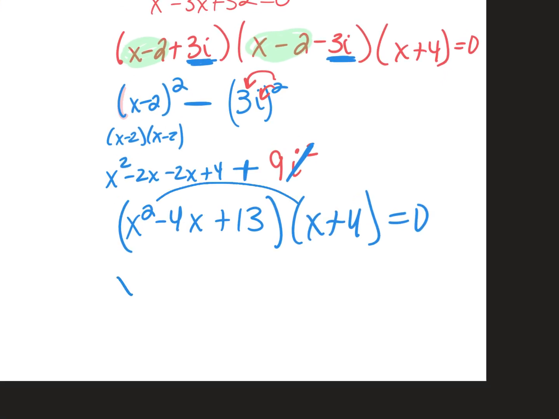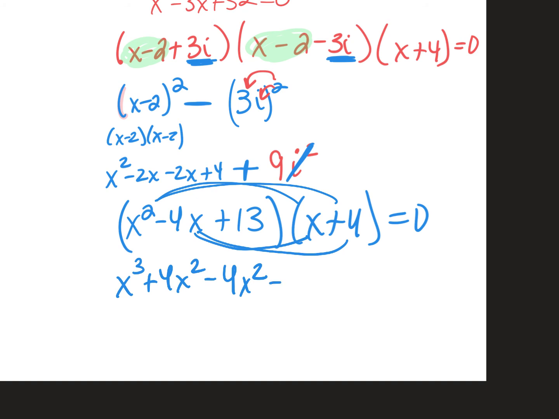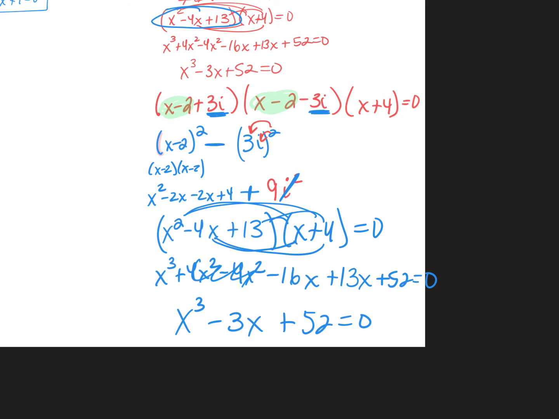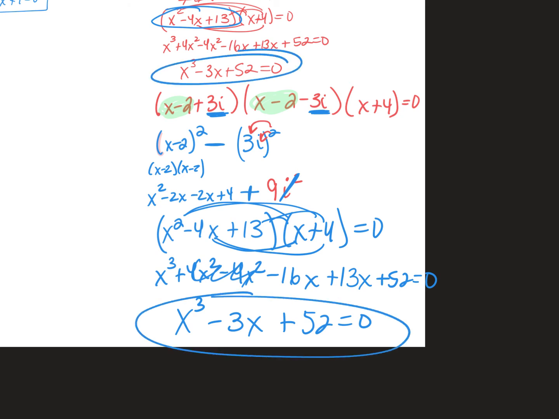X squared times x is x cubed. X squared times 4x is plus 4x squared. Negative 4x and x is negative 4x squared. Negative 4x and 4 is negative 16x. 13 times x is plus 13x. And 13 times 4 is plus 52. If we combine like terms, we have x cubed. What happens to my 4x squared terms? They cancel out. Negative 16x and a positive 13x is negative 3x. Plus what? Equals. Is that what we got up here? Same thing? Much shorter process.